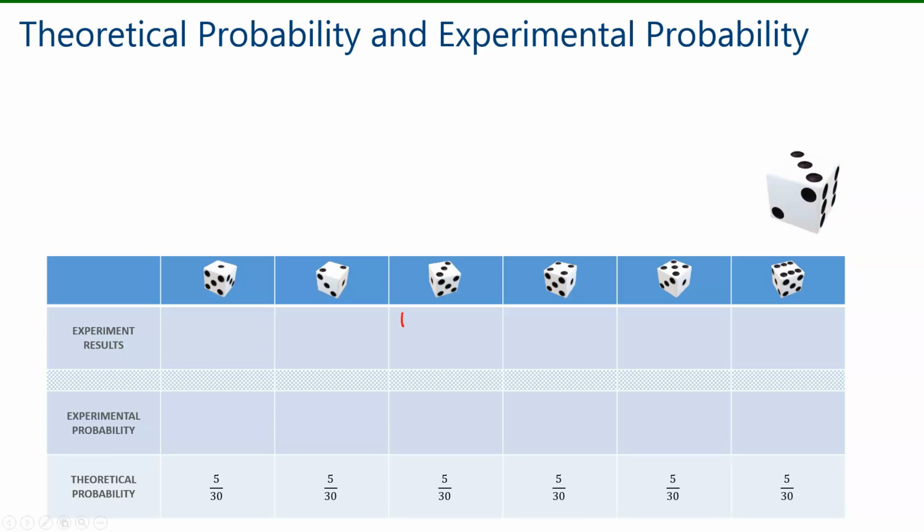3, a 2, a 1, another 3, another 3, another 3, a 5, a 1, a 6, another 1, another 1, another 1, a 5, a 2, another 1. We are halfway there.